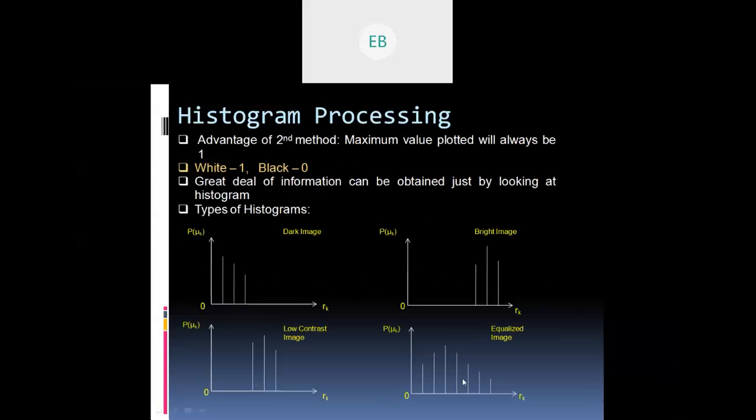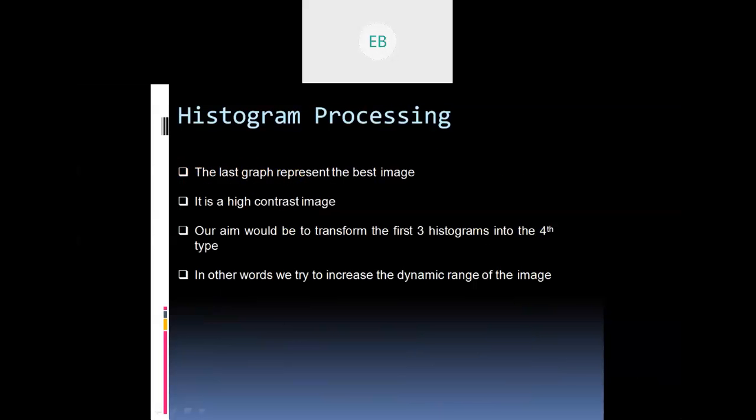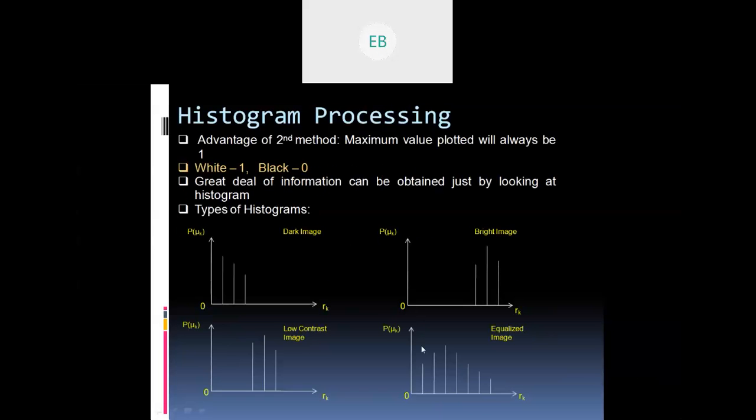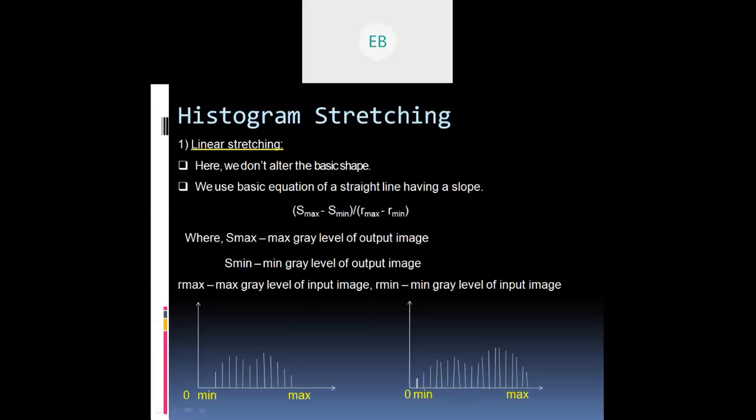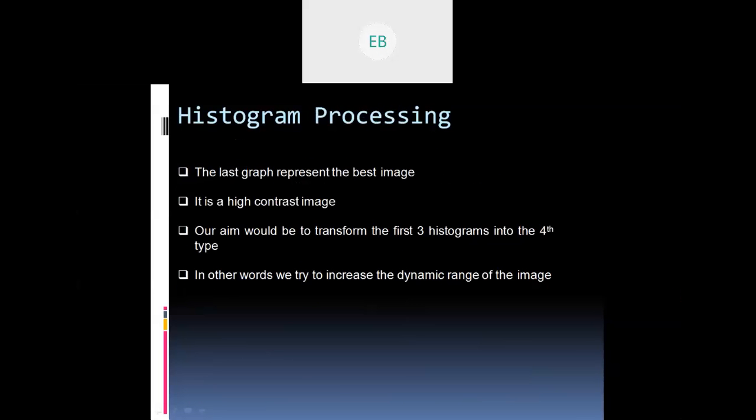In other words, it is increasing the dynamic range. Equalized image means the intensity levels of the pixels are distributed equally. So this is an equalized image, and the aim here is to transform the other three, that is the dark image, the bright image, and the low contrast image, also into an equalized image. Then how do we describe this histogram processing?